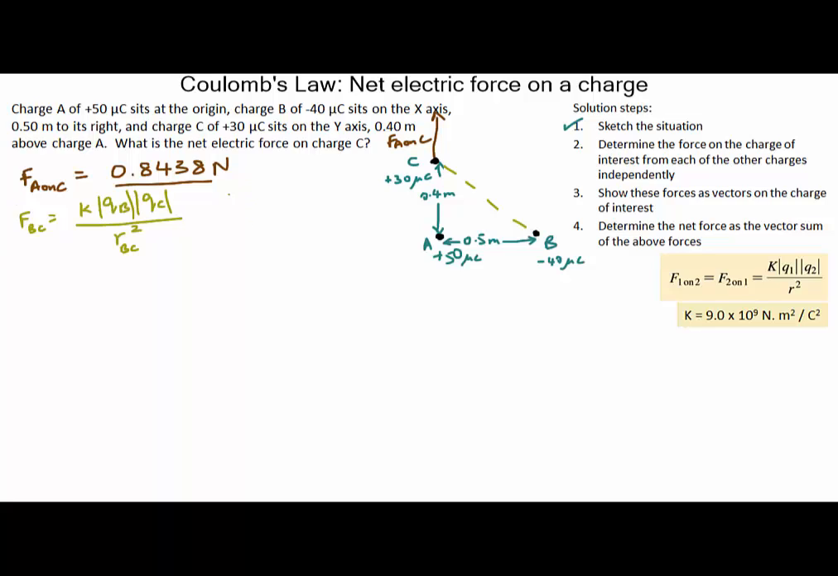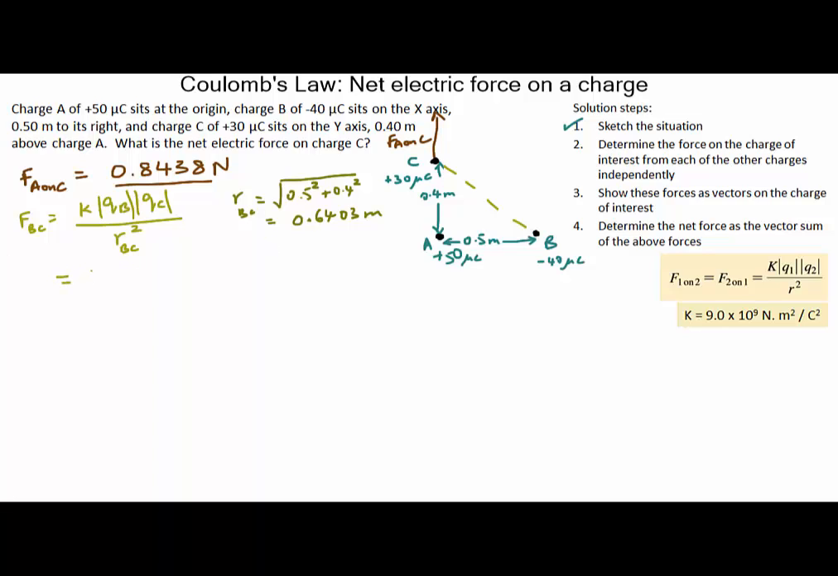So we can use the Pythagorean theorem to say that R_BC is simply the square root of the sum of the squares of the other two sides. So this will be the square root of 0.5 squared plus 0.4 squared, and that gives us 0.6403 meters. And once again, I'm carrying a couple extra significant digits for intermediate steps.